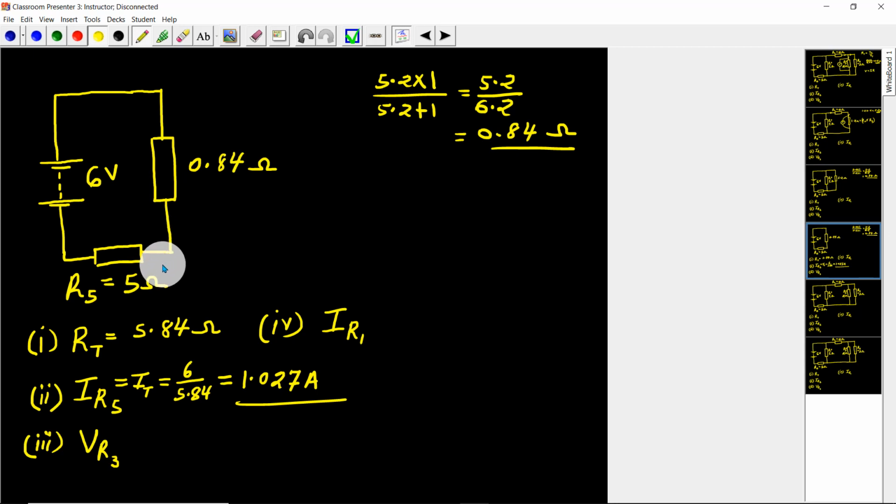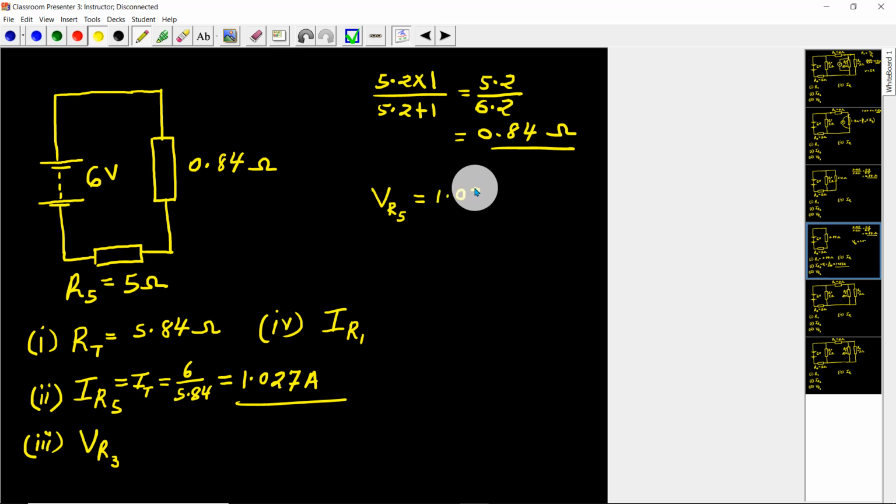Now I know the total current which flows here. So what I can do at this point is to calculate the voltage across R5, which can be written as VR5. And why am I calculating that? I'm calculating that so that when I subtract it from the 6 volts, I will get the voltage across this. Let's just proceed and you will see what it amounts to.